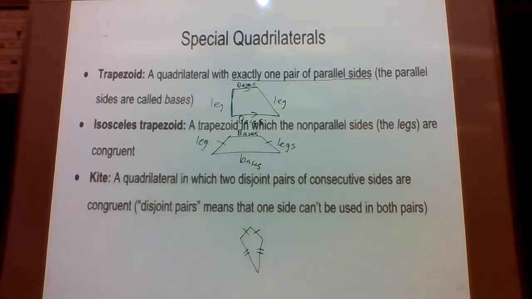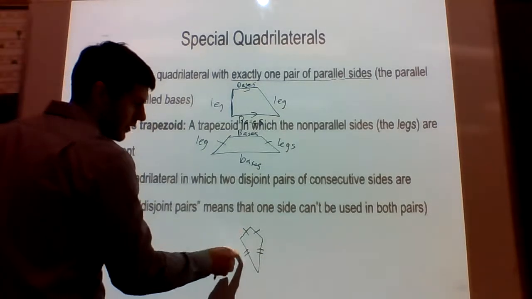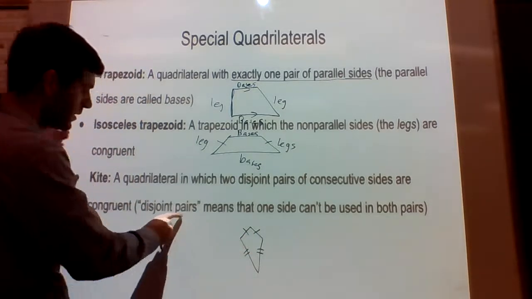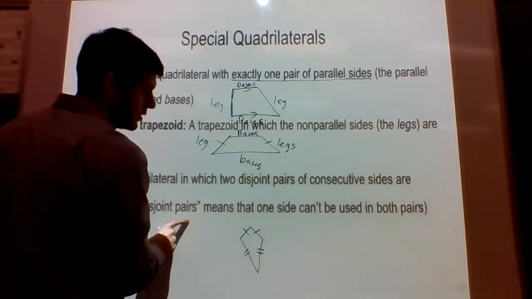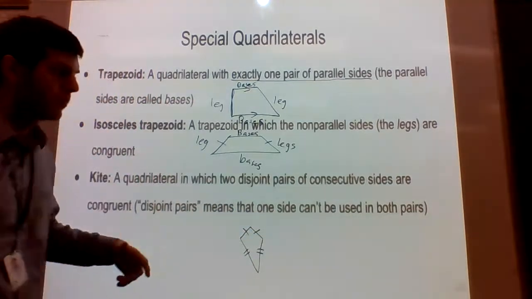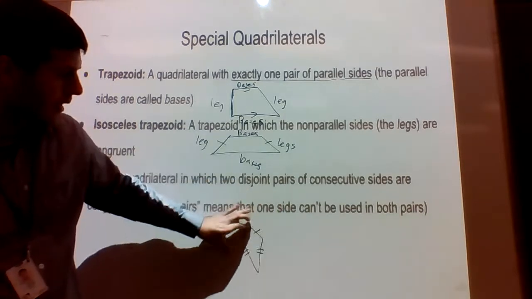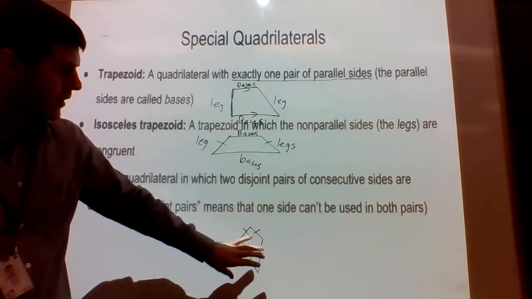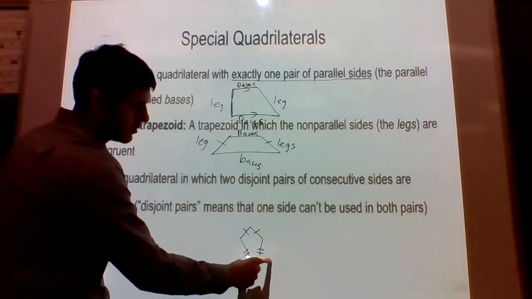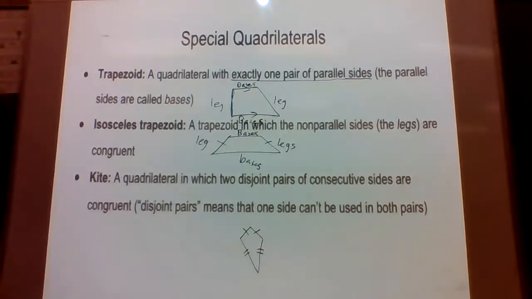So disjoint means that you can't pair these 2 and then these 2 together. Right? It tells us here, a disjoint pair means one side cannot be used in both pairs. So we can't use this side as being congruent to this one and this one. You have to just pick one or the other. So you have 2 up here, 2 down here. They're disjoint. They don't flow.